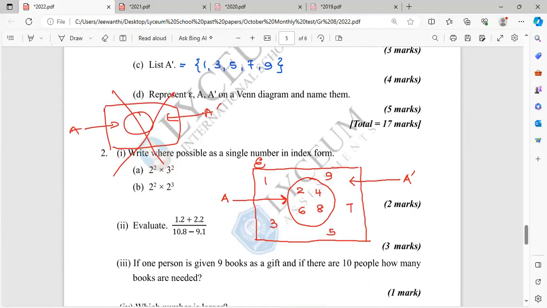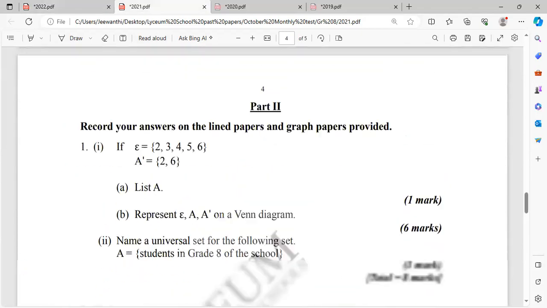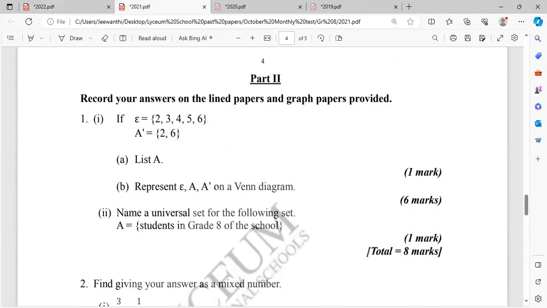So then you want to draw the complete Venn diagram like this. So then we will move to the 2021 paper, right? In the 2021 paper also you have the set question, but this time you have only the 2021, right? That you have an 8-mark question.